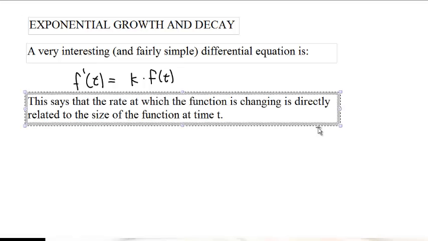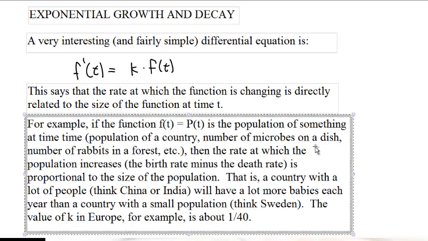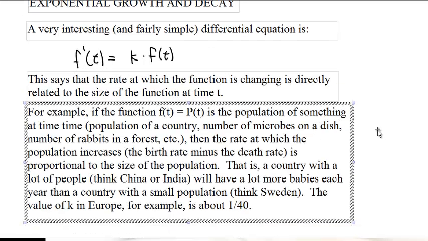What does this mean? It says that the rate at which the function is changing, its derivative, is directly related to the size of the function at time t. How fast it's changing depends on how big it is in the first place. For example, suppose the function is a population. f of t is p of t, the population of something at time t.